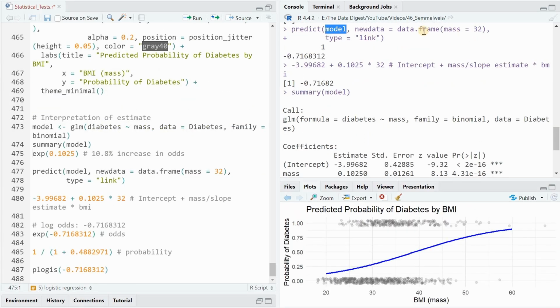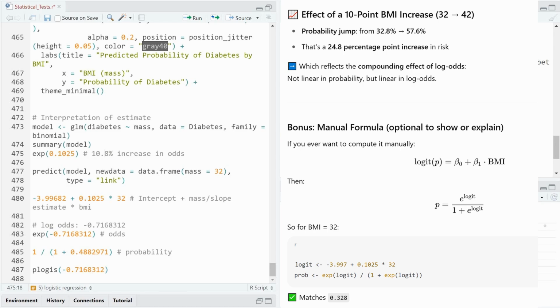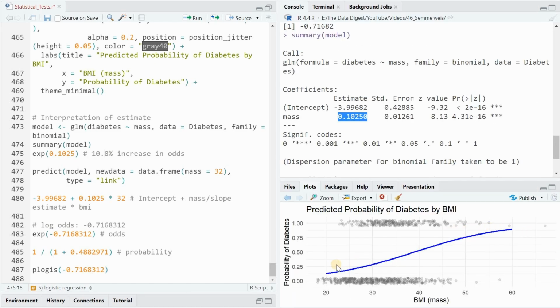When we use this logistic regression model to predict new data, like the likelihood of having diabetes at a BMI of 32, whenever we get a negative value, it means that we are below 50%. If you put this new value into our estimates, you get a negative value, which means by default you don't have diabetes, but with every increase of 1 BMI, your risk of diabetes goes up. Important to know that the log odds behave linearly, whereas the probability does not.